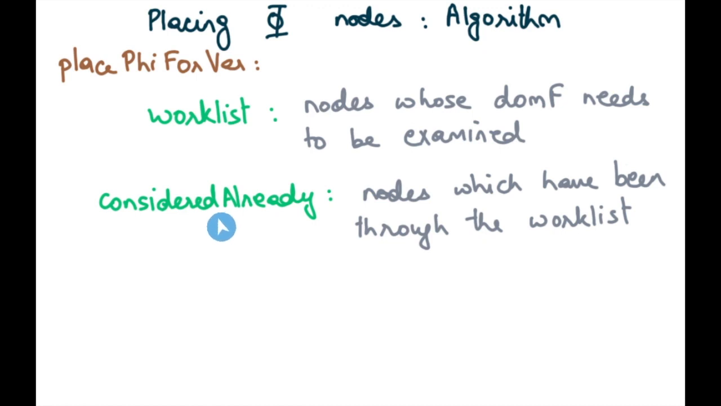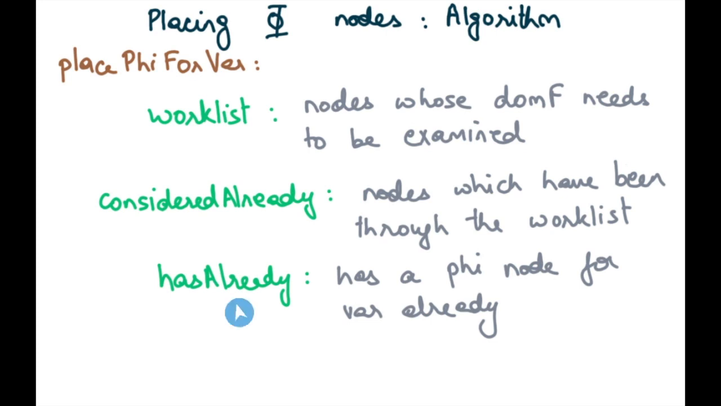In one way, considered already are the nodes that have ever been through the work list. So anything that has been through the work list, maybe it has been removed, still remains as part of the considered already. So as the algorithm proceeds, the work list may shrink and grow depending on what are the dominance frontiers where the phi nodes have been added. But the considered already set only grows because it's a cumulative set of all the nodes that have ever appeared in the work list so far.